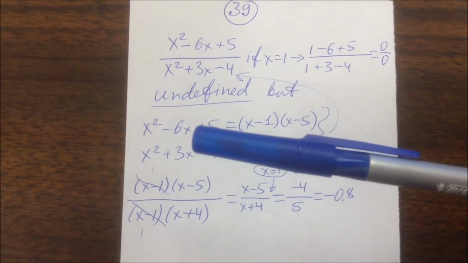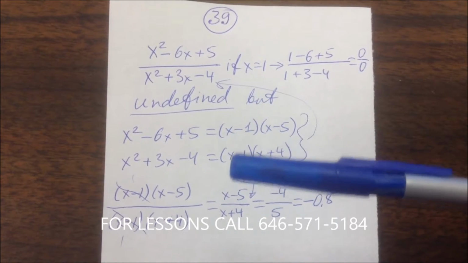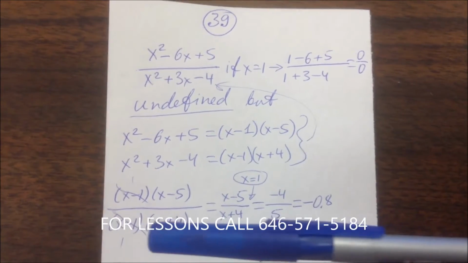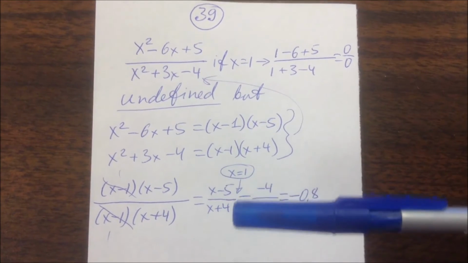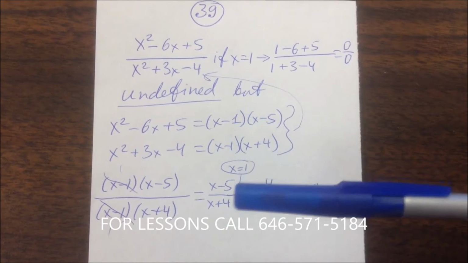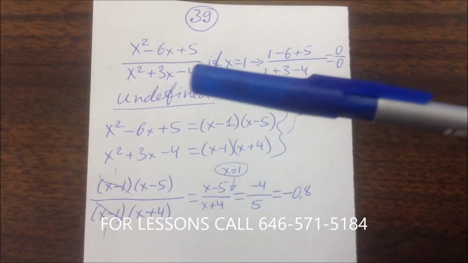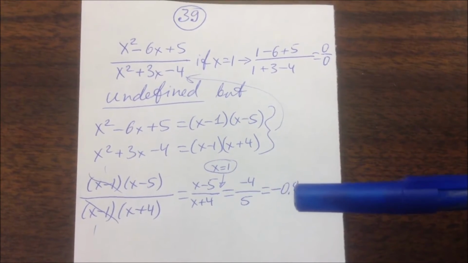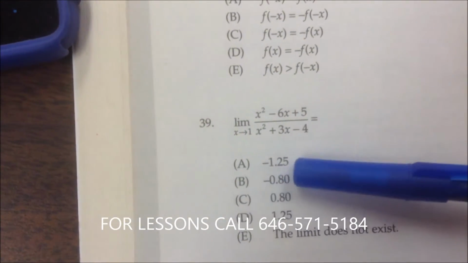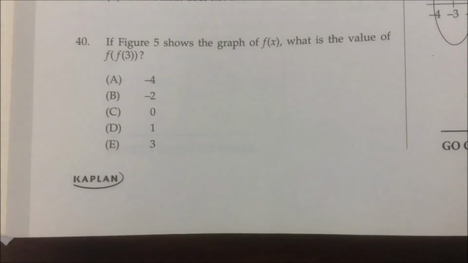How to do it? You write the first part and second part, and you will see that they have a mutual part of the equation. If you delete it, you will see a simpler form, and if you put x here, you will see that actually this equation's limit goes to minus 0.8, and this is the answer B. This is the right answer. Task 40.